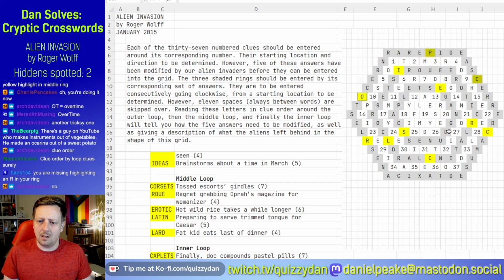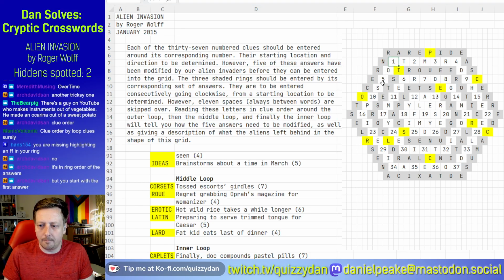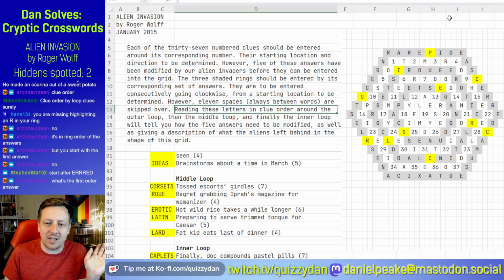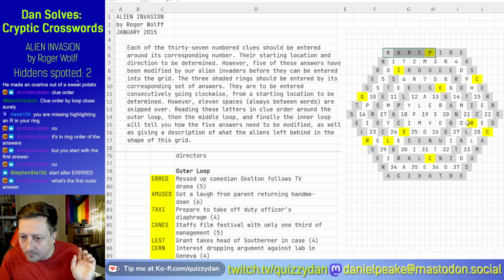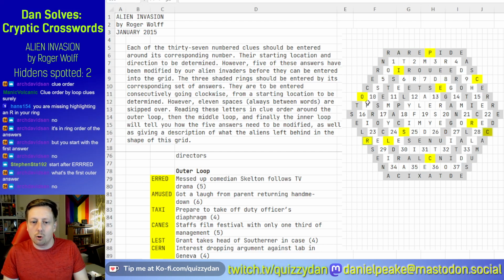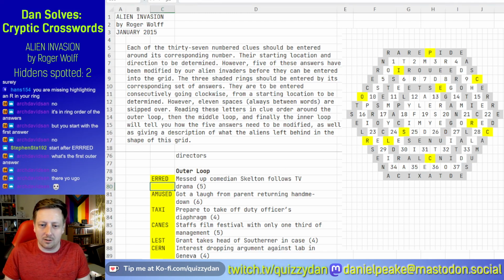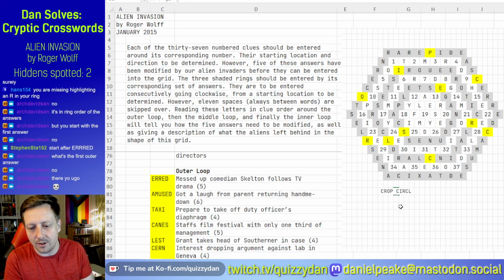So P, C, O. Reading these letters in clue order. It's in the ring order of answers. Oh, so I've, because it's 1. So do I encounter it again for 6? I don't understand this. So close and so far. What's the first outer answer? Rare. Oh, no. Oh, sorry. Erd. Okay. So C. So crop. Circles. Crop circles. That's what we are doing. We are getting rid of the O's, so we are cropping the circles.